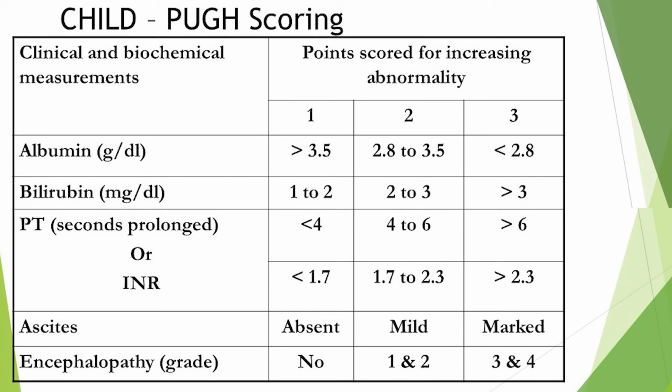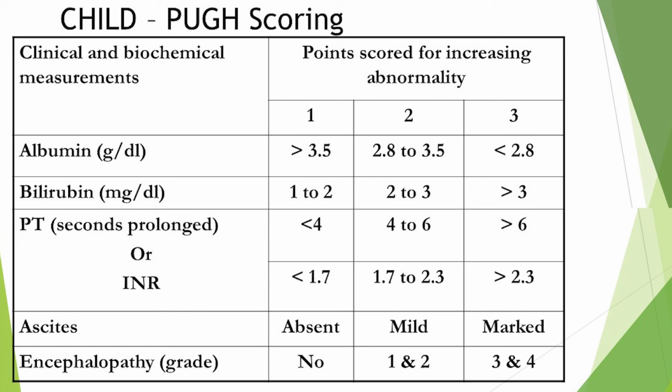Now we are going to the scoring of cirrhosis of liver. There are 5 parameters by which Child-Pugh scoring is done: 2 clinical parameters and 3 biochemical parameters. Clinical parameters are ascites and encephalopathy, and biochemical parameters are serum albumin, serum bilirubin and prothrombin time. This scoring is done for the assessment of survival as well as to select candidates for liver transplantation.